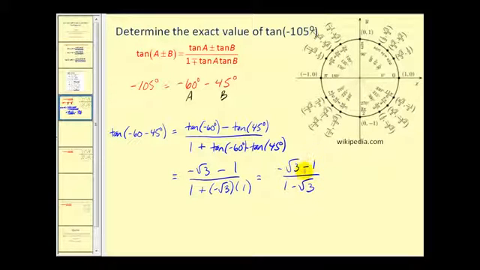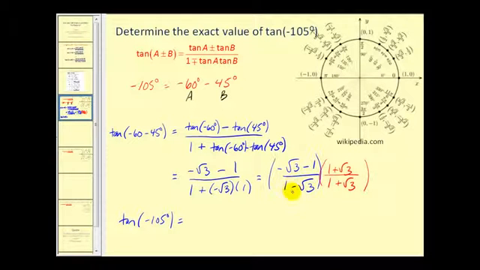However, we're often asked to rationalize this. So let's go ahead and multiply the top and the bottom by the conjugate of the denominator, which would be 1 plus square root 3. Let's take this down here. Again, the tangent of negative 105 degrees is equal to this product.